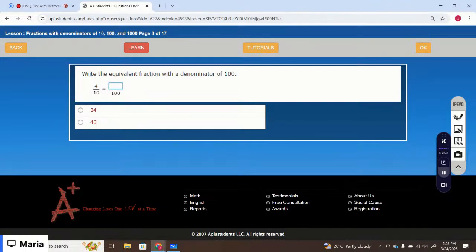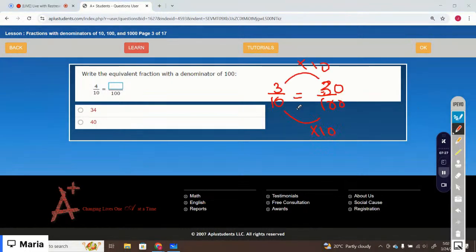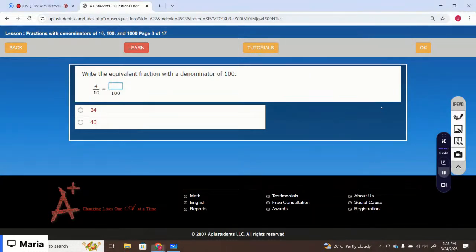Write the equivalent fraction with the denominator of 100. 4 over 10 equals the missing number divided by 100. 10 times 10 is 100 and 4 times 10 is 40. So that is 40 over 100. Very good. Option number 2 is the correct option. That is 40.